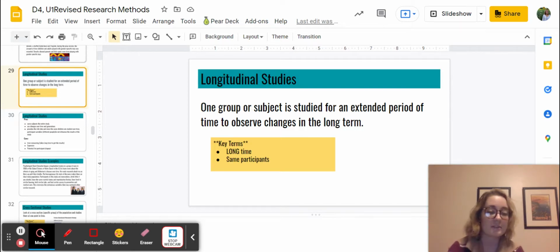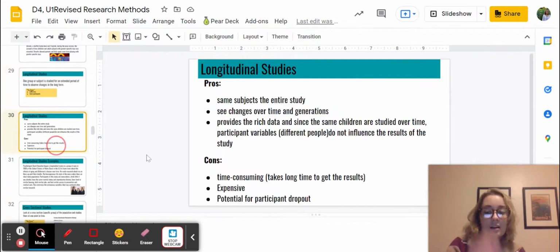So, right, this would be connected with developmental psychology, in which maybe you're trying to see how we change cognitively throughout our lifespan. So, you're looking at the same group of kids, you start them in the experiment at age 5, and then you follow them all the way till death. Like you're trying to see how they change cognitively throughout their life. So key term is anything about a long time or having the same participants.